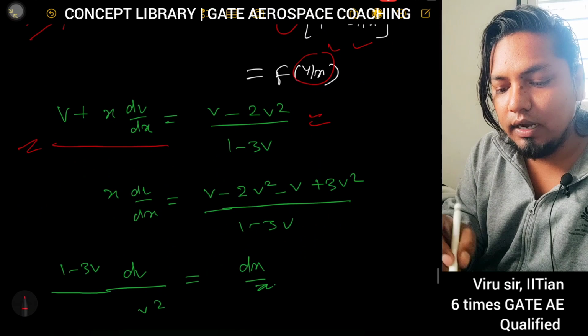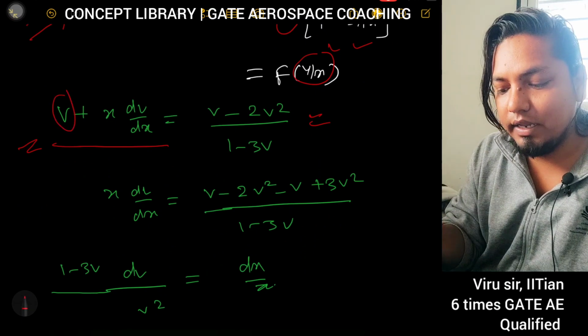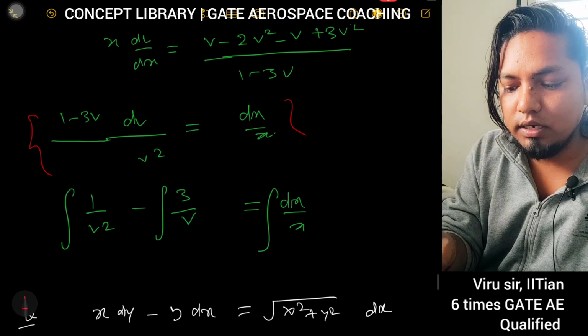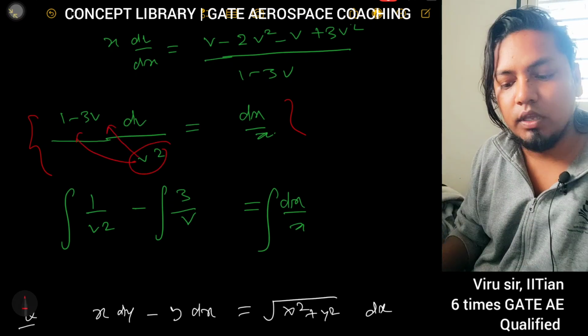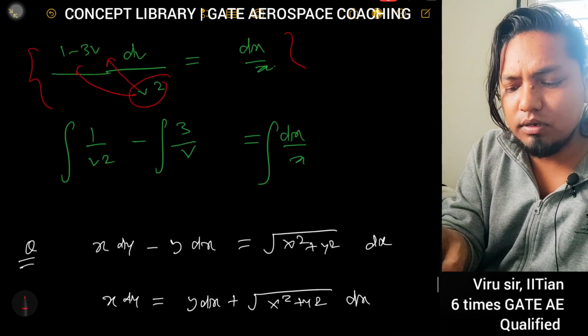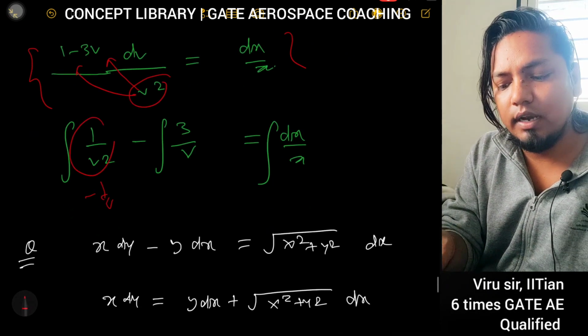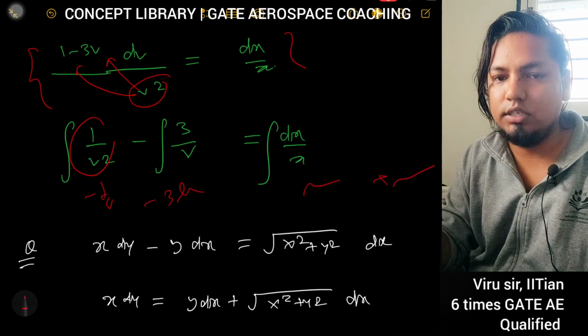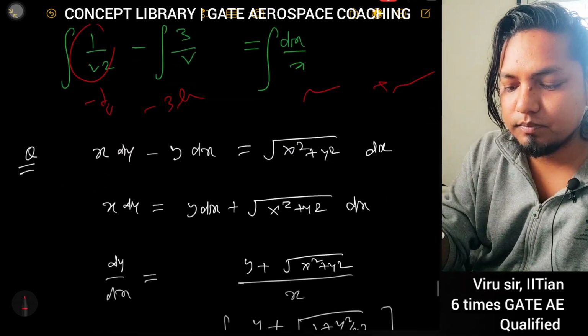Put the values and then send this v to the right side and take LCM, and then this kind of format will come, and this was the easiest one. Then split this for this and for this. 1 by v square minus 3v by v square, it will get cancelled out. That's simple. Now this will become minus 1 by v, and this will become minus 3 ln v. That's all done. And here ln x plus constant ln c, and v value you replace.